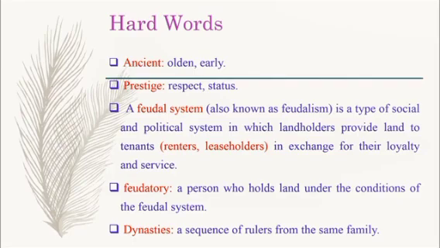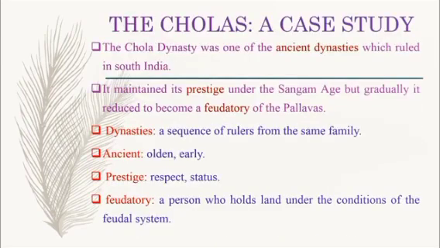Feudatory means a person who holds land under the conditions of the feudal system. Dynasties means a sequence of rulers from the same family. Next, we are going to see the Cholas, a case study. The Chola dynasty was one of the ancient dynasties which ruled in South India. It maintained its prestige under the Sangam age, but gradually it reduced to become a feudatory of the Pallavas.